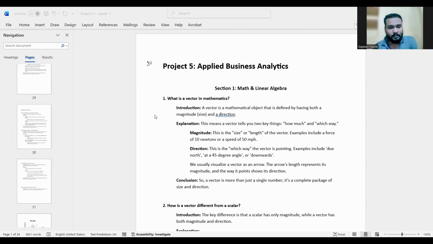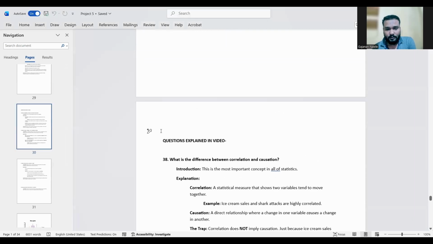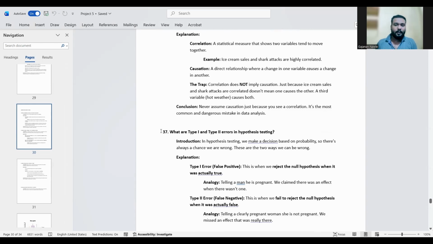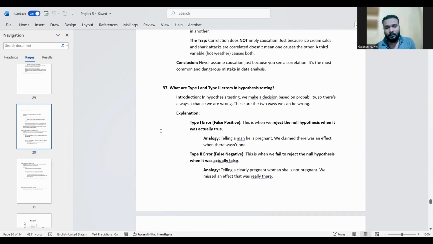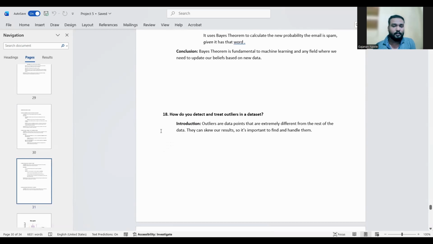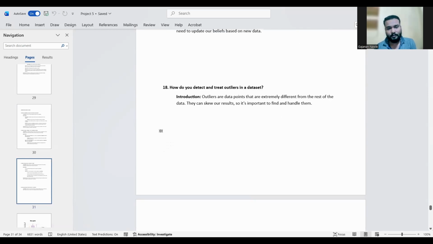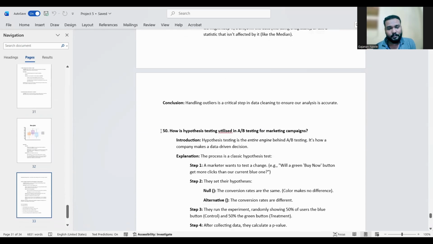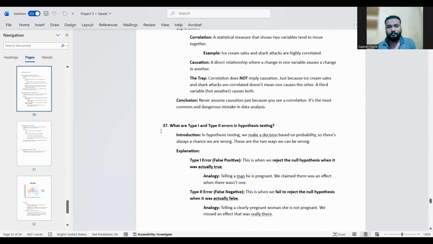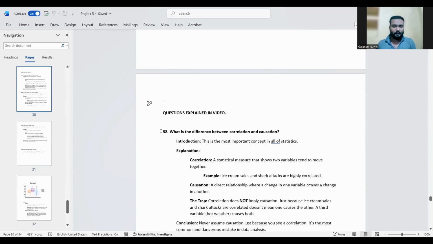So moving to the questions, these are the questions that I have selected. First is, what is the difference between correlation and causation? Second is, what are type 1 and type 2 errors in hypothesis testing? Third is, what is Bayes' theorem and how is it used? Fourth is, how do you detect and treat outliers in a dataset? And the fifth and final question is, how is hypothesis testing utilized in A/B testing for marketing campaigns? So let us move to our first question, which is, what is the difference between correlation and causation?